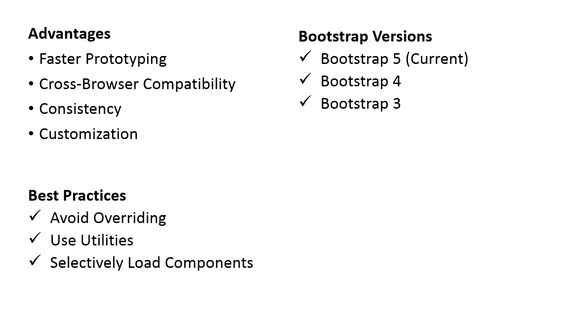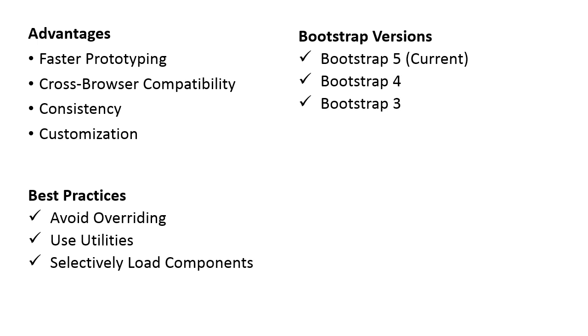So here there are some of the Bootstrap versions. Bootstrap 5, which is currently the latest, features enhanced CSS variables for easier customization, an improved grid system, and removed dependency on jQuery for faster performance. Bootstrap 4 introduced Flexbox for the grid system, providing more advanced layout options. Bootstrap 3, an older version still in use, often found in legacy projects.